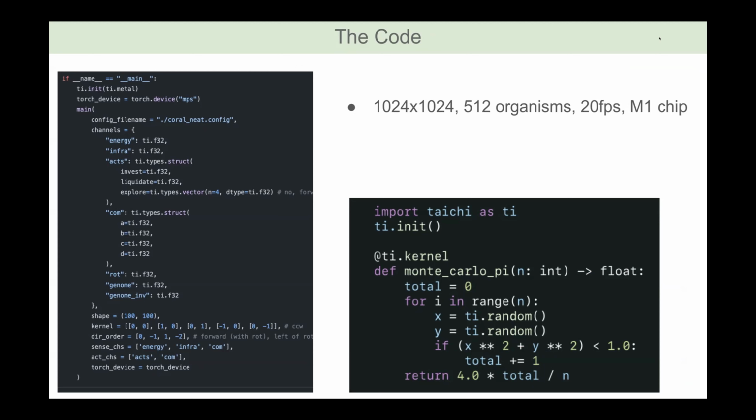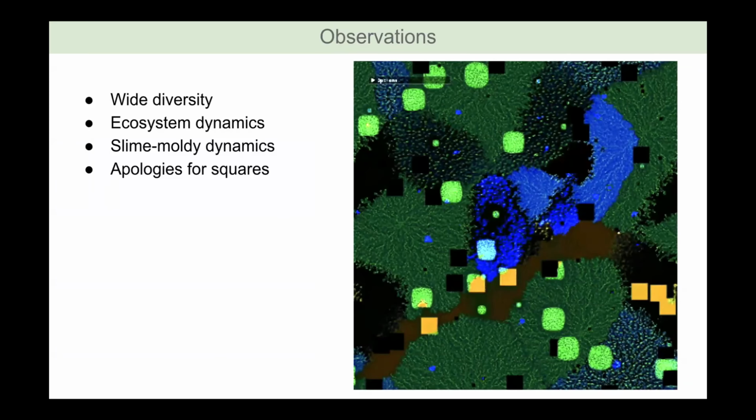The result of this was I could run a 1024 by 1024 environment with 512 organisms at real-time 20 FPS on my MacBook, which was a lot better than last year, which was on the CPU and very slow. So that was nice.